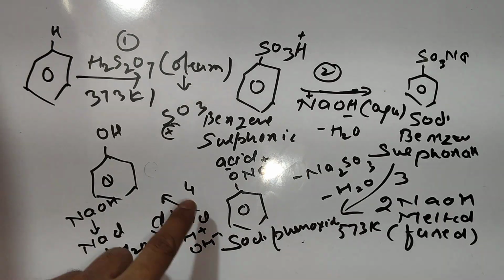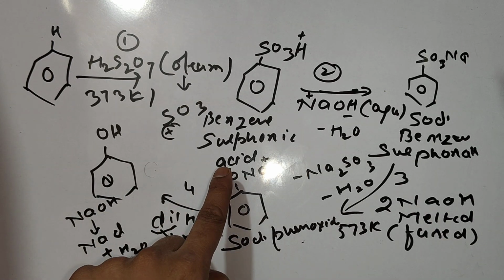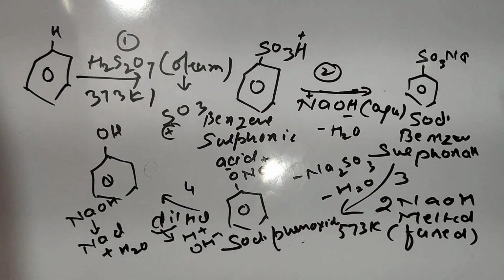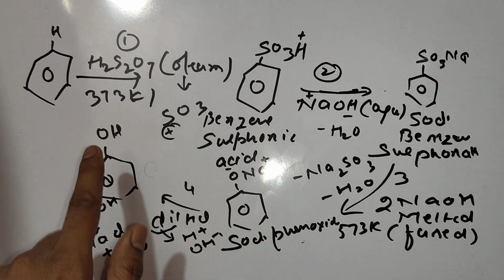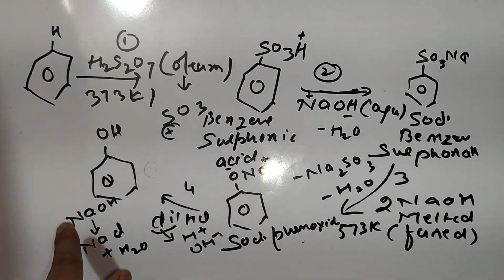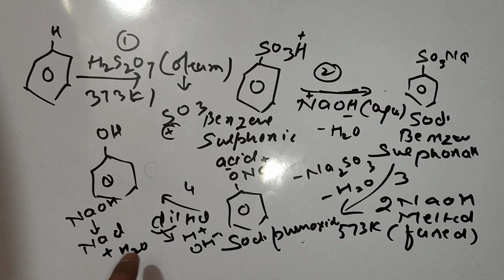Fourth step is very easy, you can check. O negative, Na positive. In previous videos also I told you how to solve this. H positive is there, it will combine with O negative. OH negative will attack Na positive, so phenol and NaOH will generate. NaOH will further react with HCl to give NaCl and H2O.